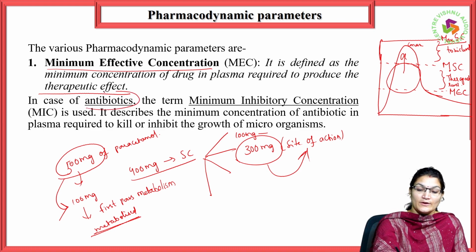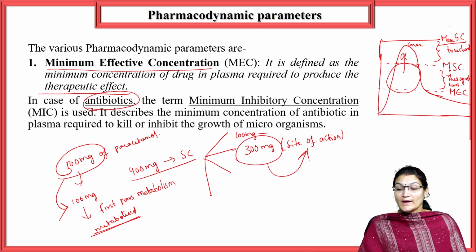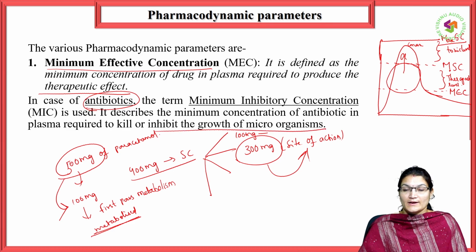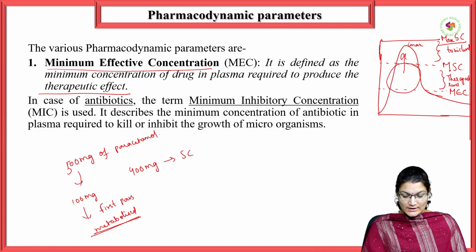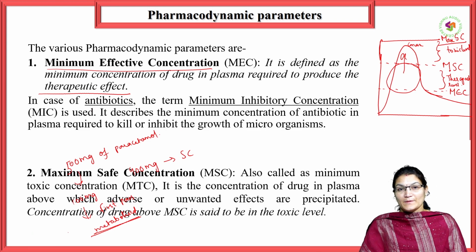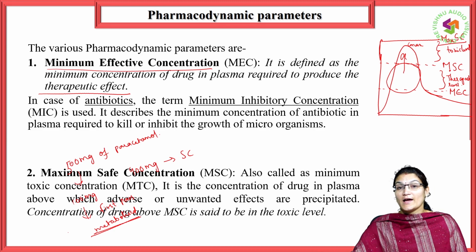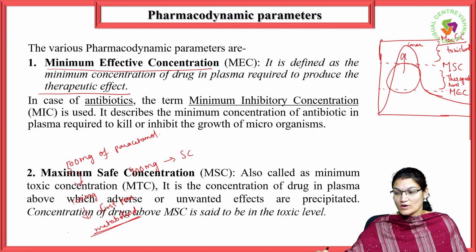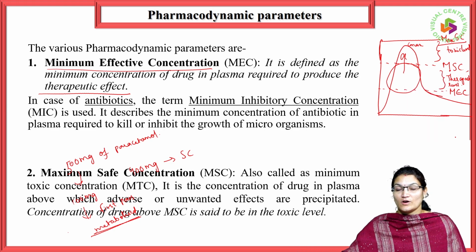But in terms of antibiotics, you will use the word minimum inhibitory concentration, because the minimum amount of drug that is required to inhibit the growth of microorganisms is called minimum inhibitory concentration. So let's get to the second point. We have maximum safe concentration. As we already discussed, the drug has to be within the range of minimum safe concentration to minimum effective concentration. It should not cross the maximum safe concentration. If it crosses the maximum safe concentration, then that leads to the toxic effects of the drug.